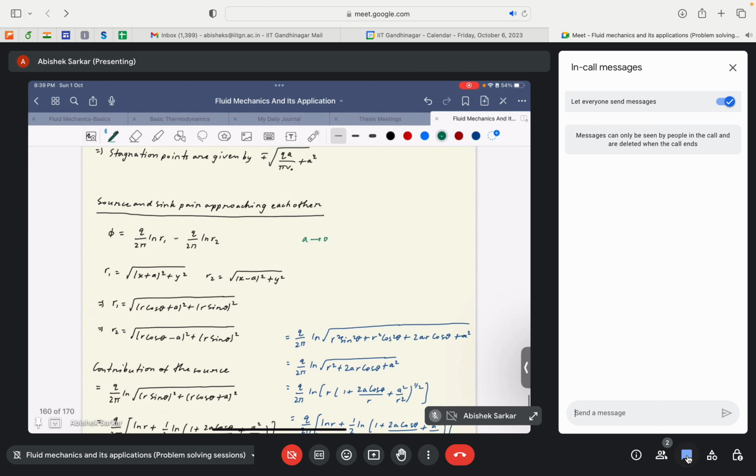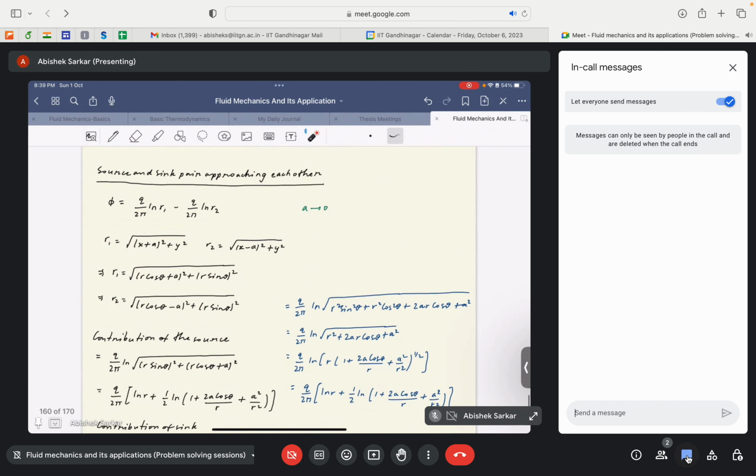So again phi is given by q by 2 pi ln r1 minus q by 2 pi ln r2. Then r1 and r2 are given by these expressions. It's very simple. Again, this is for a Rankine oval. Since these are the equations, we are only dealing with a source and sink pair. There is no superimposed uniform flow in this case. And r1 in the Cartesian cylindrical coordinate system is given by this form.